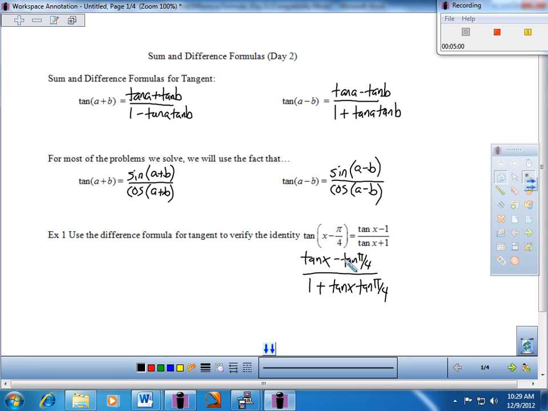Tangent of pi over 4, everybody, is just 1. And so you end up getting tangent of x minus 1. And then I'm just going to clean this up pretty quickly down on the bottom, but I get 1 plus tangent of x times 1, because tangent of pi over 4 is 1. So tangent of x times 1 is just tangent of x, of course. And as you can see, that is exactly what the right-hand side is. So tan x minus 1, subtraction order does matter, so I'm glad it worked out that way. Obviously, with addition, the order doesn't matter. So this bottom is, of course, the same as that bottom.